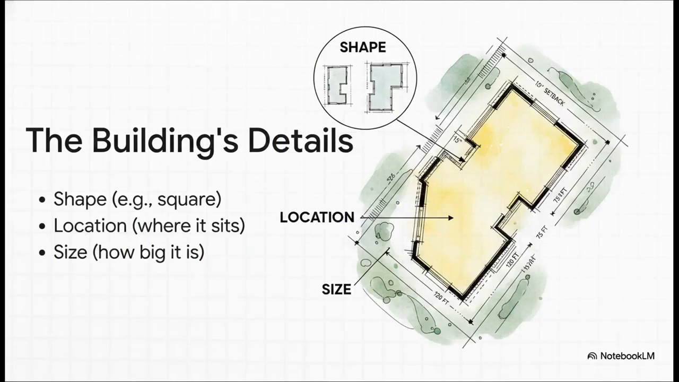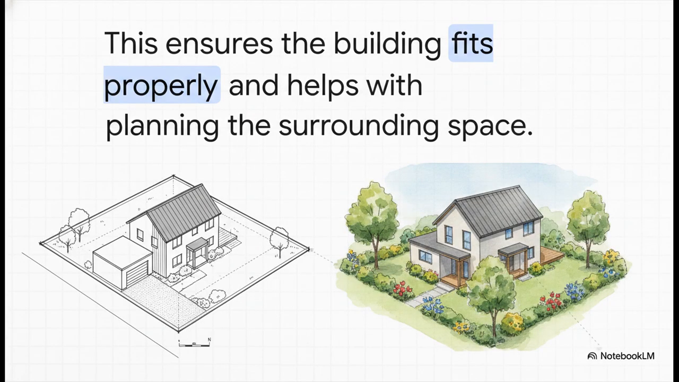Next up, we've got the star of the show, the building itself. The plan is going to show its exact shape, its precise location on the plot of land, and of course, its overall dimensions, how big it is. And this is so crucial because it helps you actually visualize the final result. You can really see how the house sits on the land, how much yard space you'll have left over, and how it all relates to everything else around it.